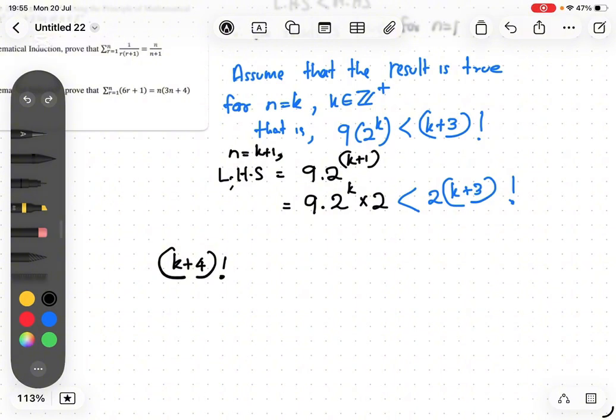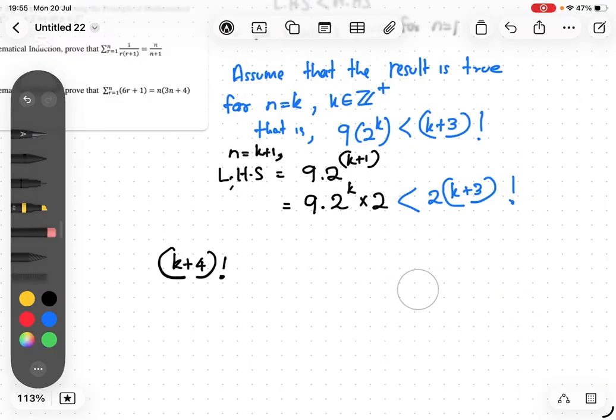What you have to show is that 9 times 2 to the power k plus 1 is less than k plus 1 plus 3 factorial, which is equal to k plus 4 factorial. Understand? This is what your result should be finally. Clear? Target your answer and move on. That's what we had to do.